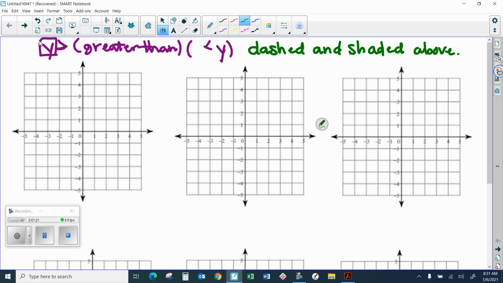Okay, greater than. If I add in greater than or equal to, okay, then it's solid. And I'm just going to say above. I'm not going to keep writing dashed again. So, example, and of course, that could be read as y is greater than, if the y is on the right side. That's y is greater than or equal to.